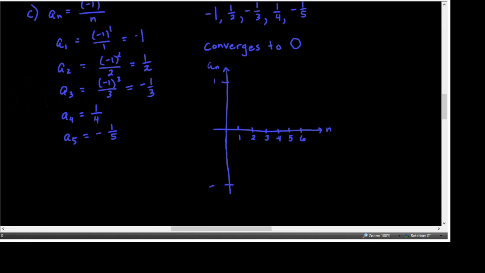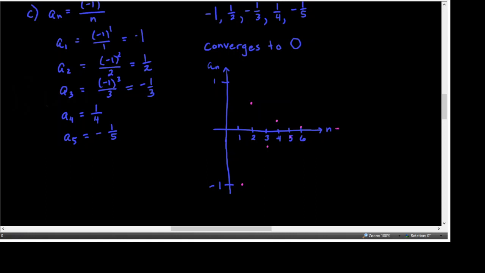So this would be -1. And when n is 1, we got -1. So we graph the point 1, -1. 2, we got 1/2. Now, of course, I'm guessing about where that is, and it's good enough. 3, -1/3, +1/4, -1/5, 1/6. And you can see, although they're oscillating between positive and negative values, they're moving in toward 0.